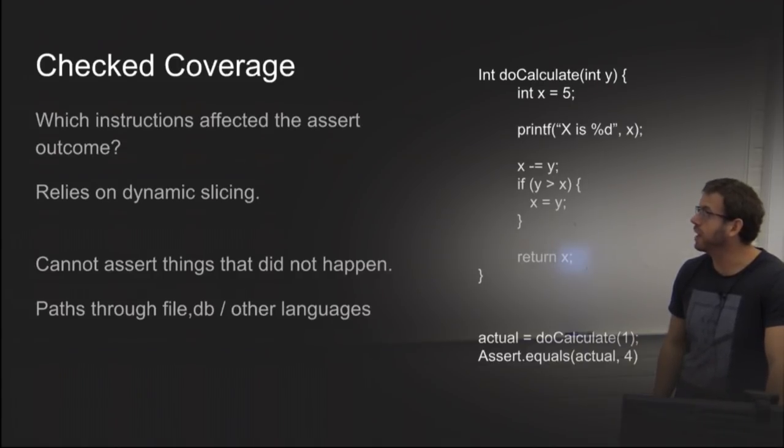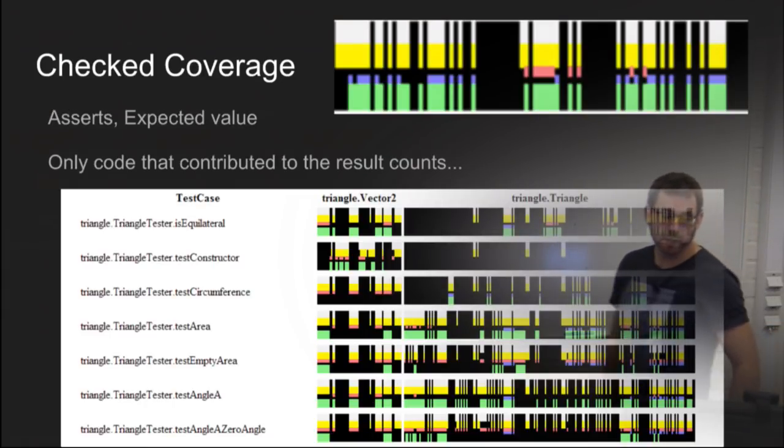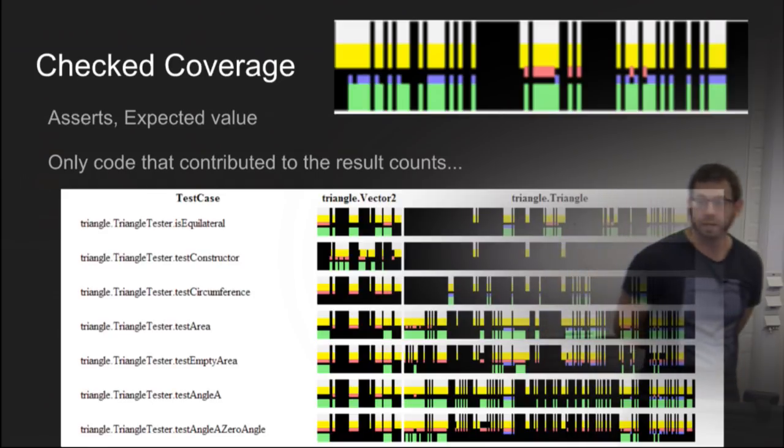Checked coverage also has some problems. We cannot assert things that did not happen. We cannot find paths for files, databases and other languages. Here is more of those brilliant colors.